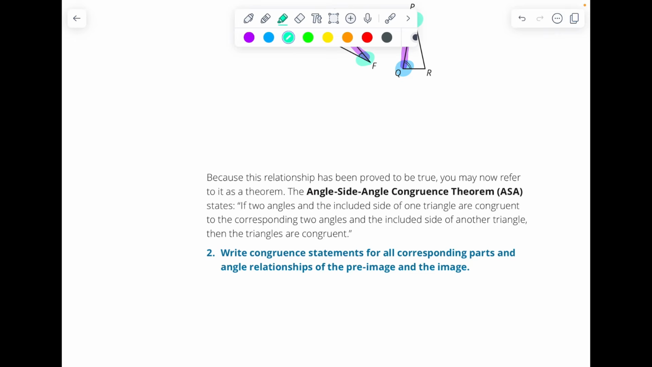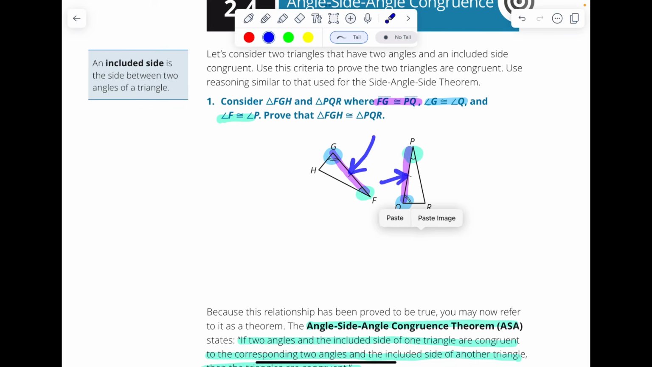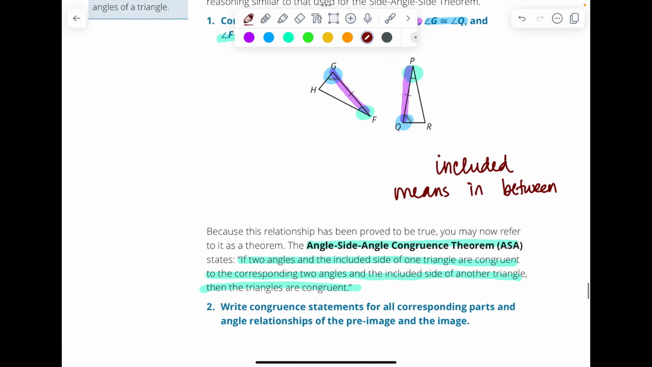Okay, so for here we have the angle side angle congruence theorem. If two angles and the included side of one triangle are congruent to the corresponding two angles and the included side of another triangle, then the triangles are congruent. So for this one, we have an angle that's congruent in both, another angle that's congruent in both triangles, and then the side is in between those two angles that we highlighted. So don't forget, included means in between. So this side is in between. So when it says the included side, that's what we're saying.